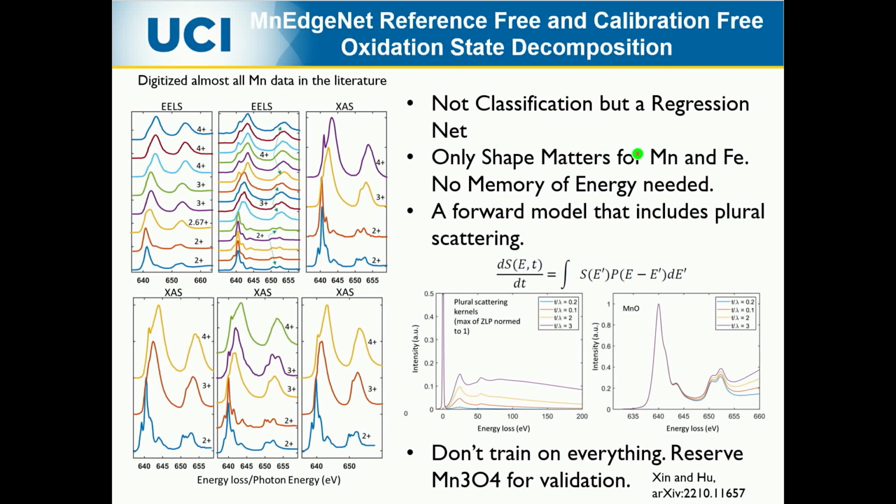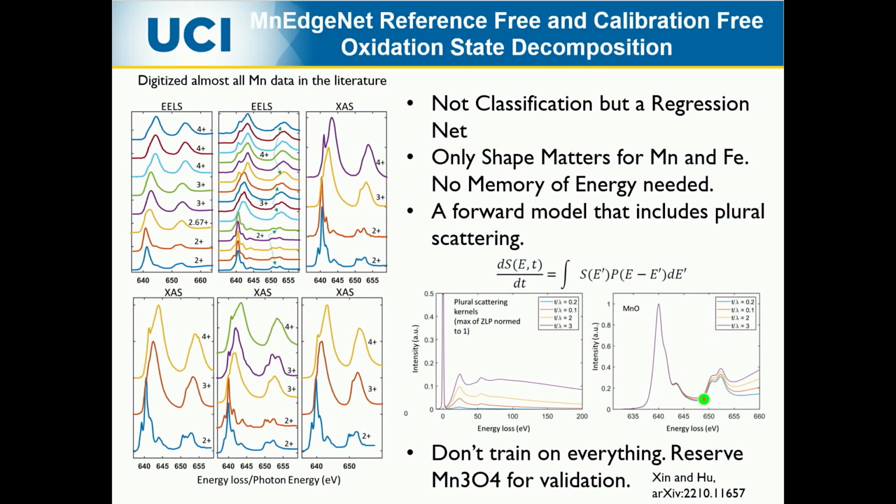Here only shape matters for manganese and iron. No memory of energy is actually needed. A rabbit ear is a rabbit ear, and different rabbit ears can be classified by a simple neural network plus a regression layer. Then a forward model that includes plural scattering, which is really the thing that's haunting us.